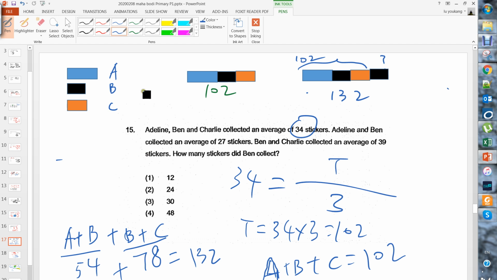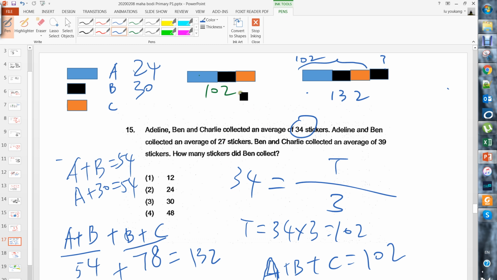Very good. So if my black is 30, A plus B, A plus black, is 54. Black is 30. So what is A? What's the operation? A plus 30 is 54. So how do you find A? 54 minus 30. Which is 24. Right? So 24.